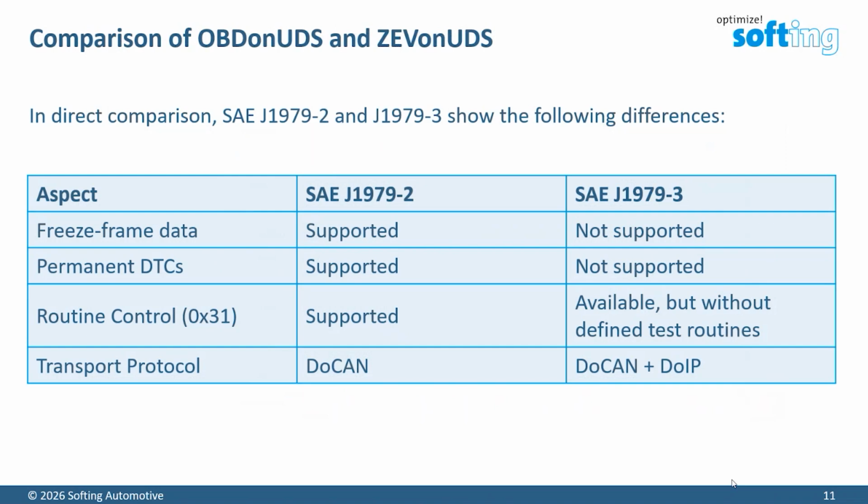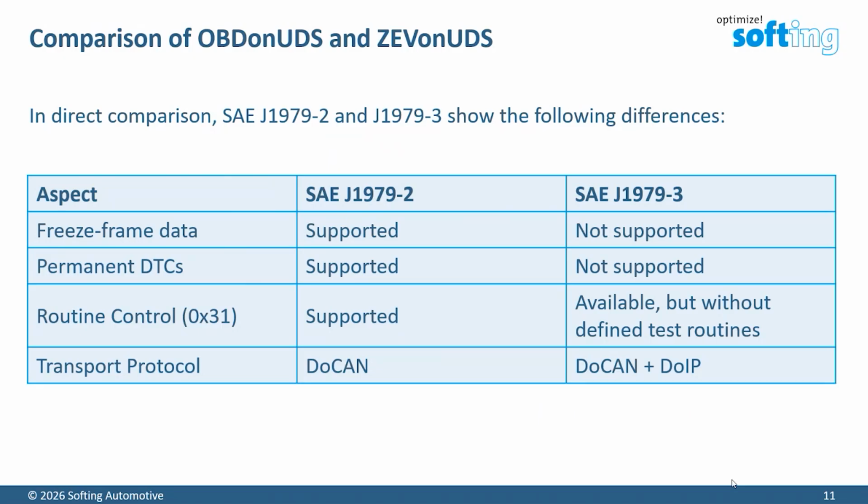In direct comparison, J1979-2 and -3 show the following differences. As I told you, freeze frame data is supported in -2, but not supported in -3. Permanent DTCs are supported in -2, but not supported in -3. Routine control, the service ID 31, is supported in both standards. Well, in -3, it's available, but still without defined test routines. So there are no test routines at the moment for zero-emission vehicles.